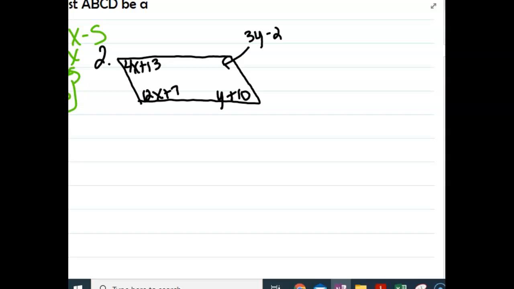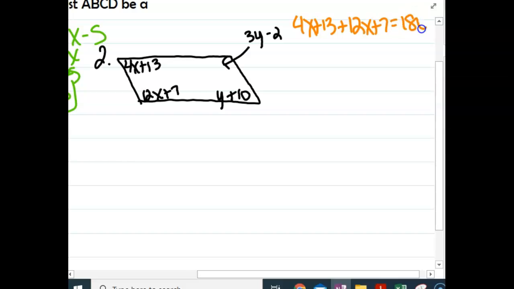That might be nice. If we do the other one where we said consecutive angles are supplementary, notice I would take 4x plus 13 plus 12x plus 7. See how there's only x's in that one? So I could solve for x. I wouldn't have to do a system of equations. So let's do that. Let's say, okay, 4x plus 13 plus 12x plus 7. Those are consecutive angles. They are supplementary, which means they would have to equal 180, add to be 180.